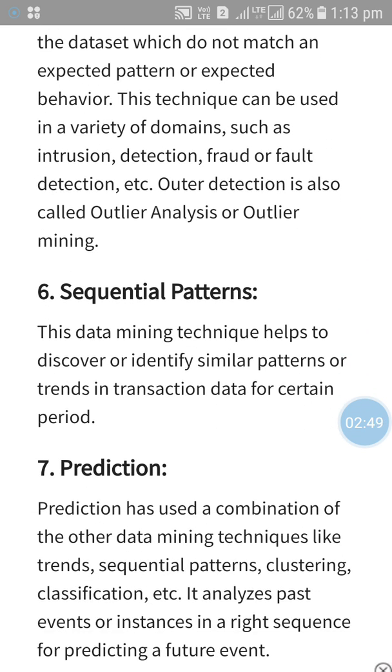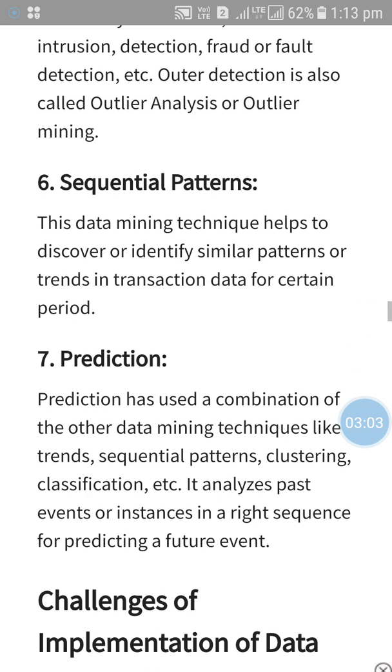Then we have sequential pattern. The sequential pattern technique finds the similarity between the patterns. Patterns are the relevant responses which we get from a set of data.